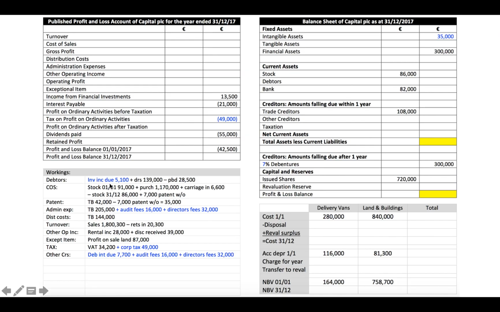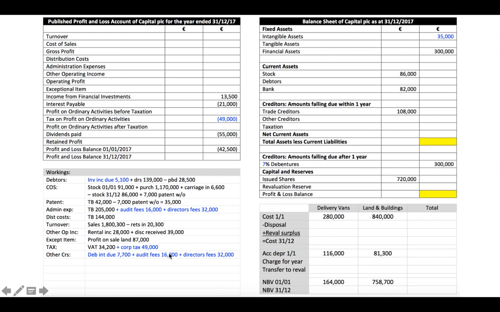So we've already done our investment income due and our debenture interest due, but what we have to do is put in our auditor's fees. So 16,000 auditor's fees are going to go into administration expenses. And now we haven't paid for them yet, so therefore we have to put them into other creditors then in the balance sheet. So we owe this.